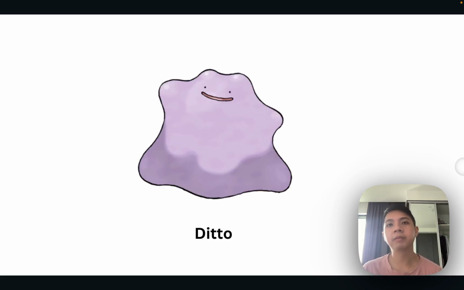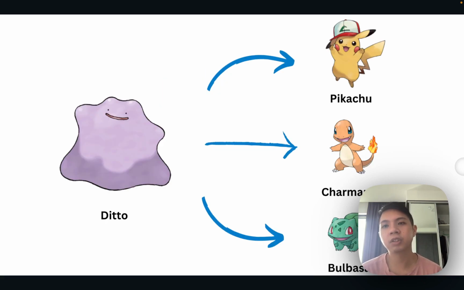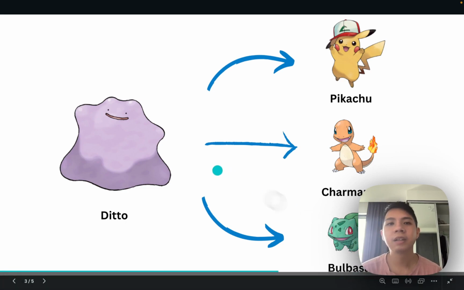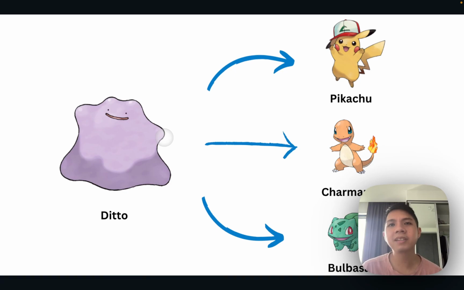First of all, if you've played Pokemon before, there's a Pokemon called Ditto. If you haven't, it's okay. Ditto is a Pokemon that can transform into any other Pokemon that it wants. I think it can transform into a human as well. In this case, you can imagine Ditto transforming into Pikachu, Charmander, Bulbasaur. It can just transform into whatever it wants. So in this case, it's a bit similar to a Notion database.